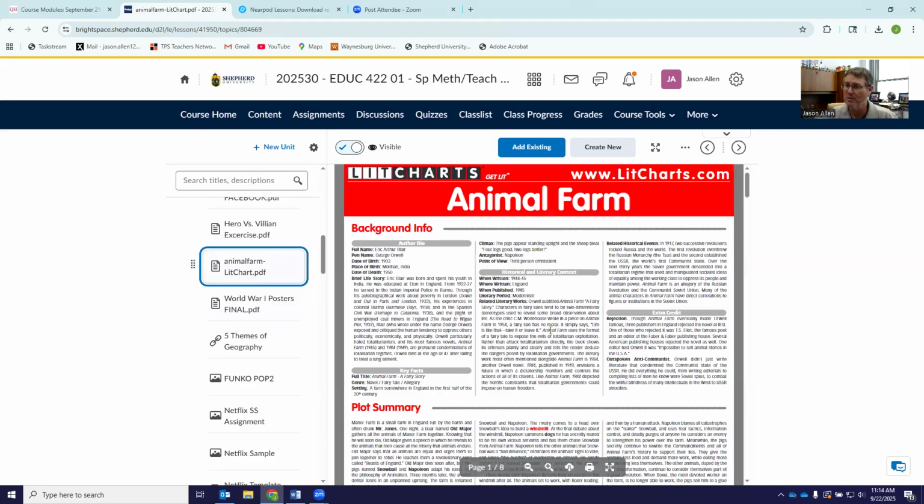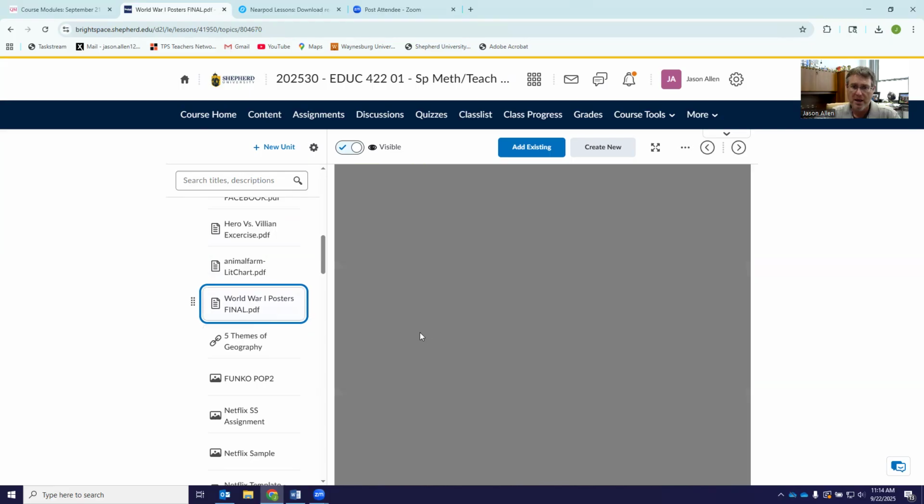Literature chart, that's Animal Farm. You can't go wrong combining any type of readings in your language arts classes with social studies. Animal Farm is the perfect example. If you've not read Animal Farm, read it.